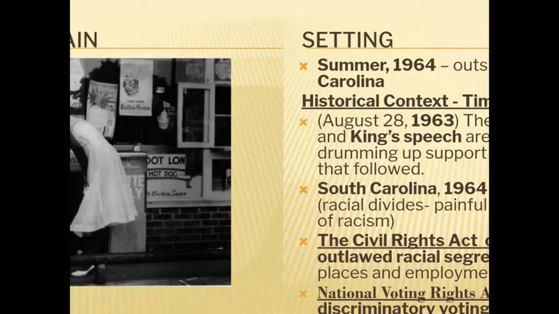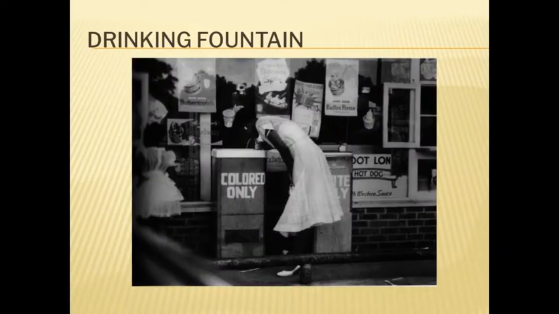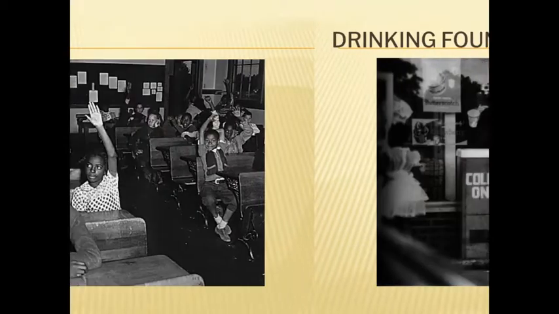So here are just some pictures from the Jim Crow South. And remember, we have colored and white only water fountains. And we see the same in bathrooms, in restaurants, this idea that we should not share common spaces if we were not of the same race.